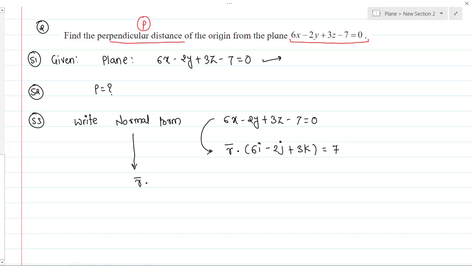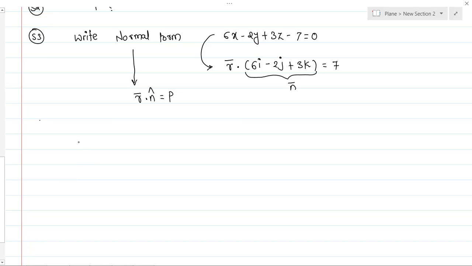It's r bar dot n cap equals p. In this equation, what is this? This becomes the n bar. But we want the value n cap. So how will we proceed? We know the n bar, so we can simply find out the n cap.